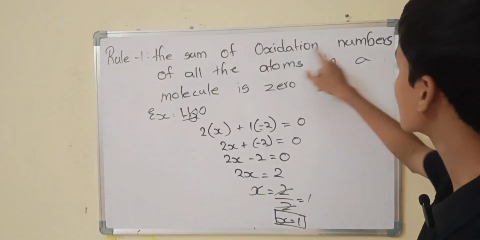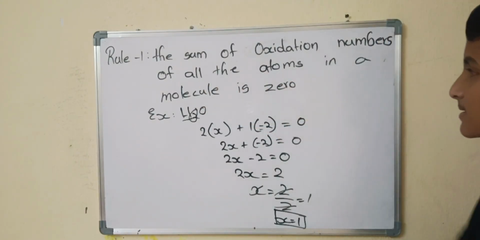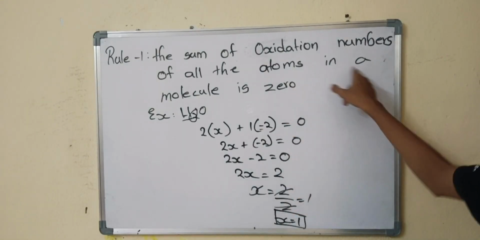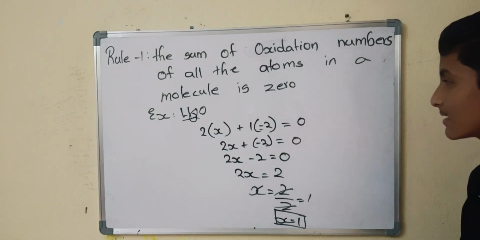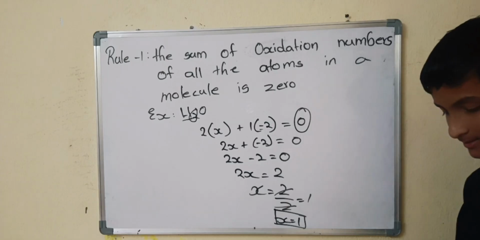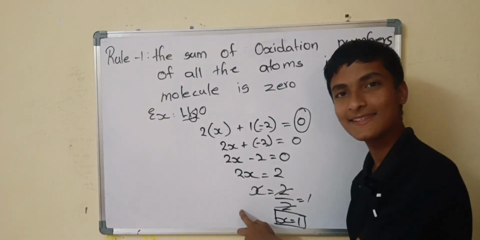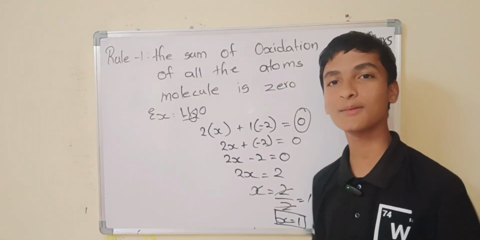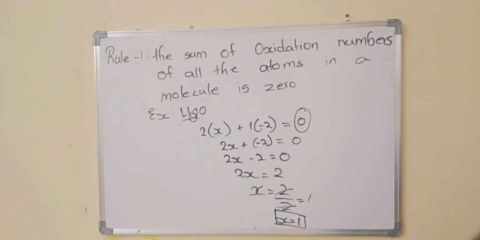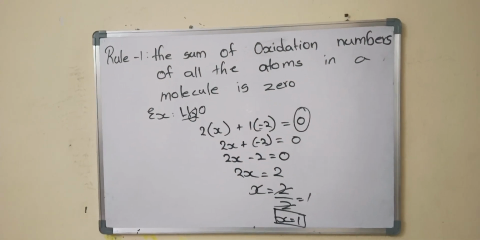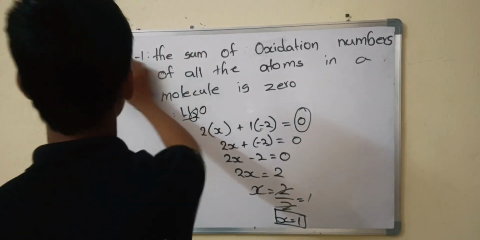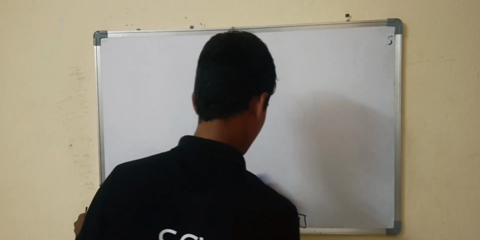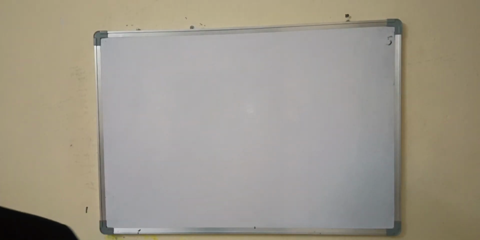Now listen. The sum of the oxidation numbers of all the atoms in a molecule is 0. Clear? And this is our first trick. This trick's name is the sum rule, or we can also think of it as the sum trick. Clear?